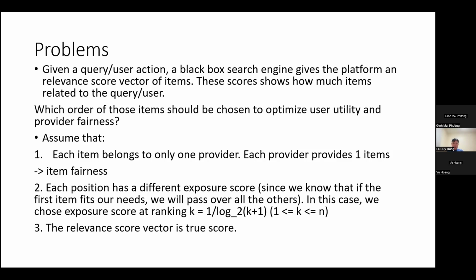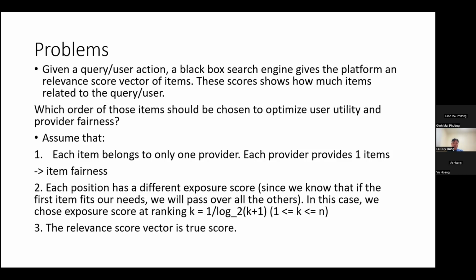To narrow the problem here, we have some assumptions. First, each item will belong to only one provider, and one provider will provide only one item. It means we will consider each item as one provider, and we will try to guarantee item fairness instead of provider fairness.